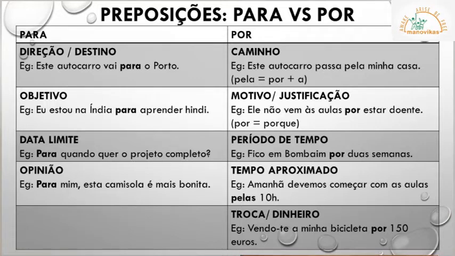Or you want to say this bus passes by my house. Este autocarro passa pela. Pela is por plus a becomes pela. So passes by my house, right? When there is an objective, eu estou na Índia para aprender Hindi. I am in India to learn Hindi. So then there's an objective there, to learn something.